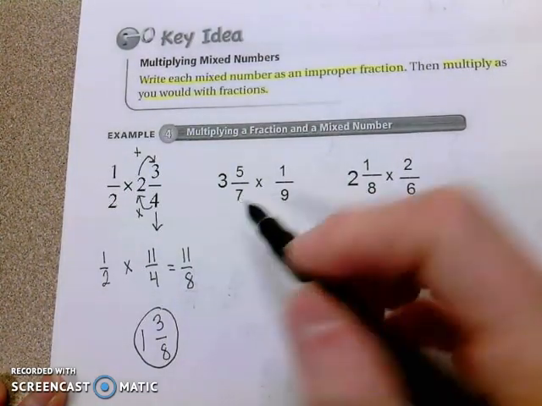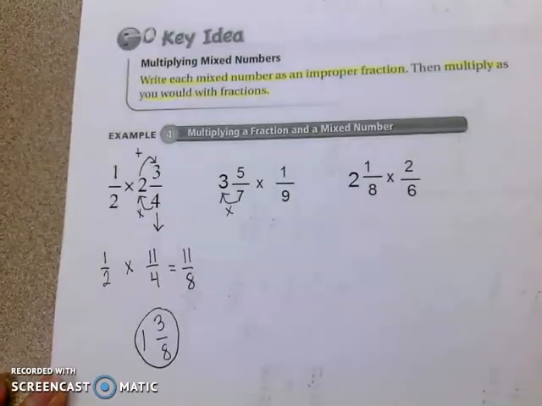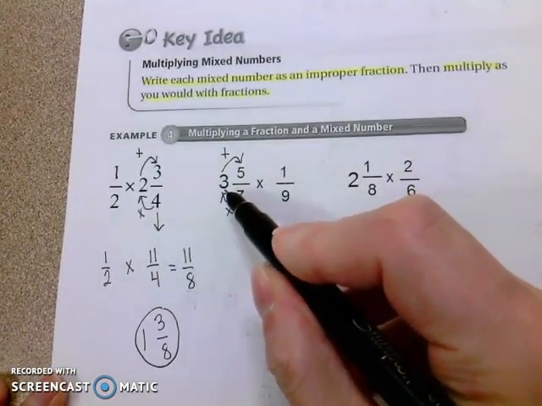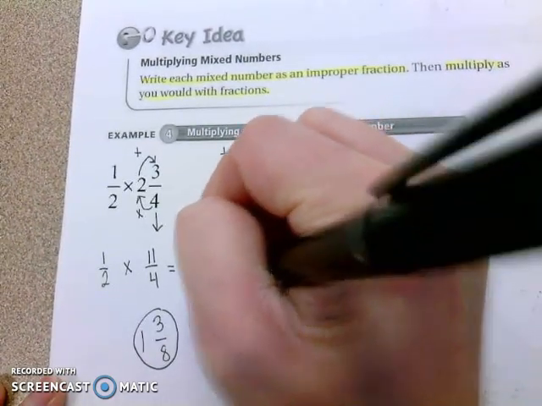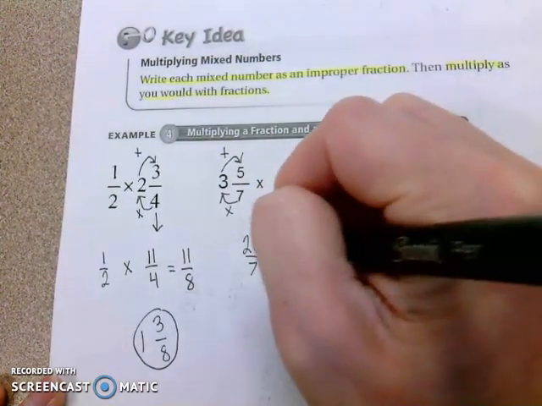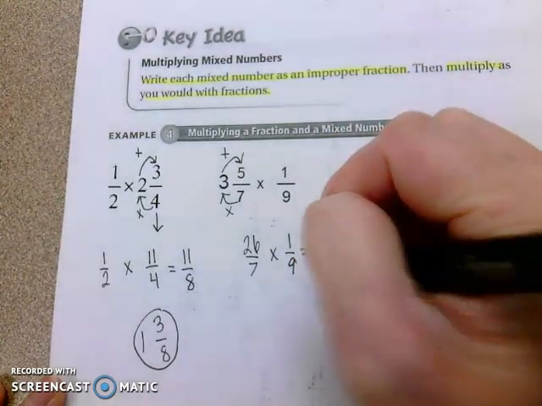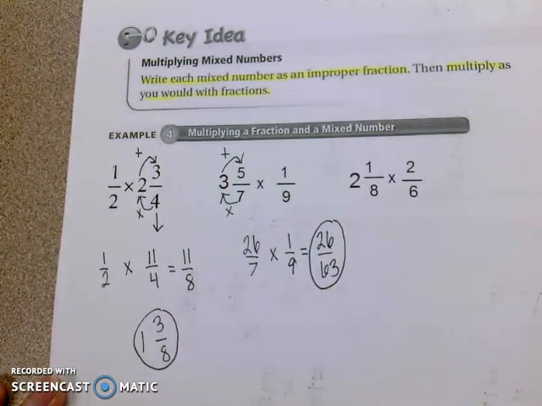So in this case, 7 times 3, so I multiplied that, and then I'm going to add the 5. So 7 times 3 is 21, plus the 5, there's 26 sevenths multiplied by 1/9. So I have 26 times 1, 7 times 9. There are no common factors there, so that is in simplest form. Even if they are larger numbers, it just matters if they have a common factor. Doesn't matter how big the numbers are.